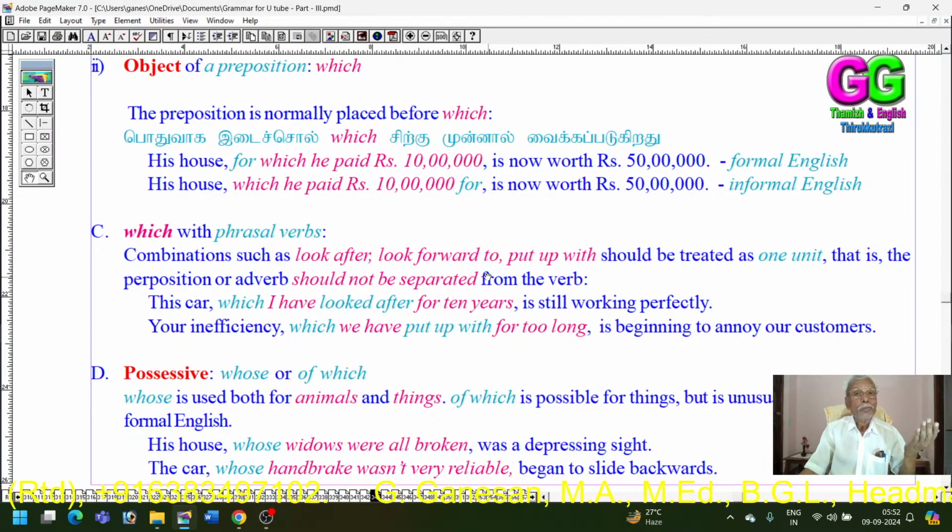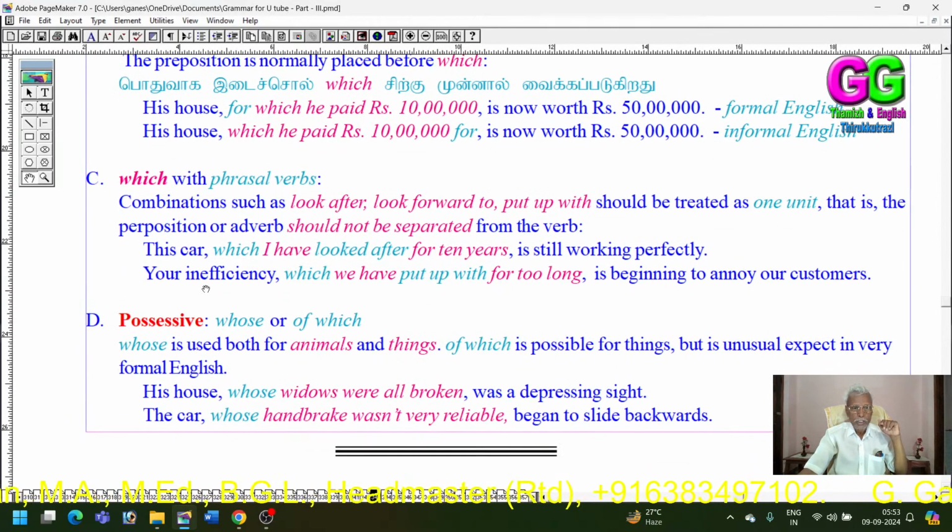Like that, look forward to cannot be separated. These three words should be taken as a single unit. If you divide them, then it would give some other meaning. So prepositions or adverbs used in phrasal verbs should not be separated from the verb. Example: the car, which I have looked after for 10 years, is still working perfectly.